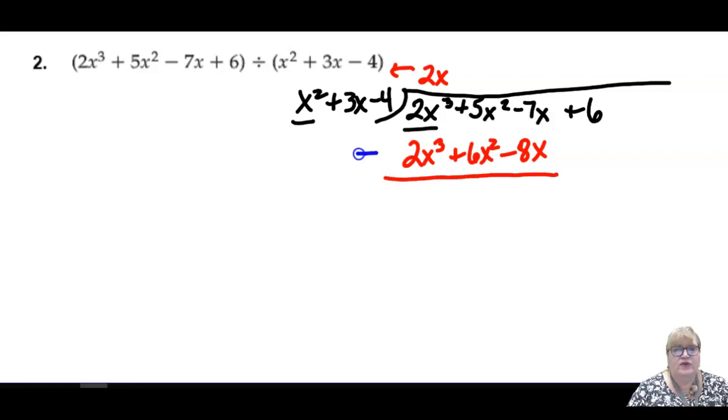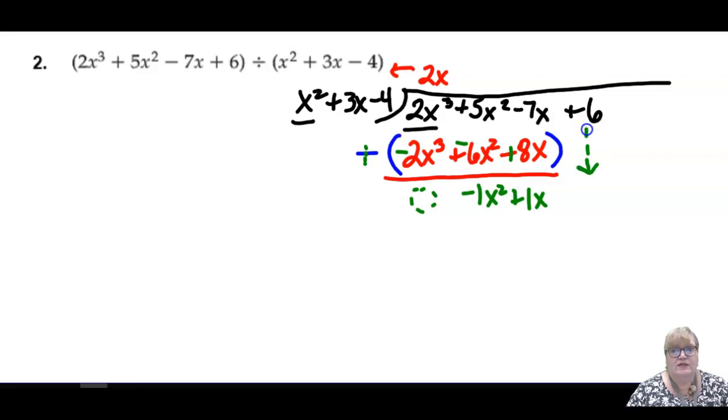Then I need to subtract all of that, or I can change it to add negative, negative, positive. Now I'm adding because I changed all the signs. So this is 0. This is negative 1x squared. And this is plus 1x. And I can bring down this 6. Okay, only have to go one more time.